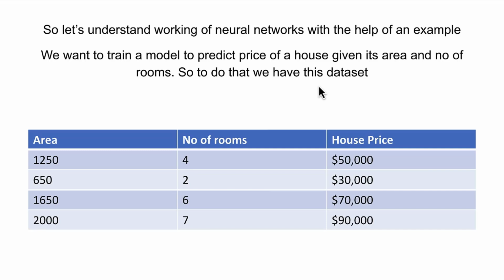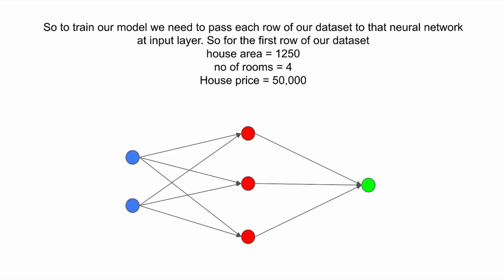So now let's understand the working of a neural network with the help of an example. Let's say we want to train a model to predict the price of a house given its area and the number of rooms. To do that, we have this dataset. In this dataset we have the area and the number of rooms, and these are our features. After that we have the house price, and that is our output or our label. Now to train our deep learning or neural network model on this dataset, we are going to pass each row of our dataset to our neural network.